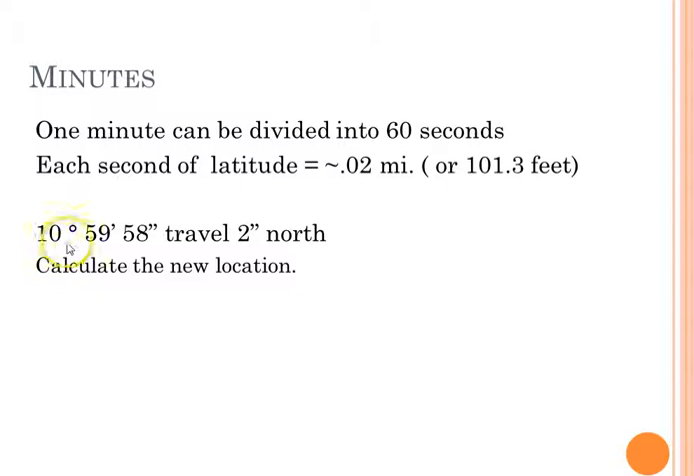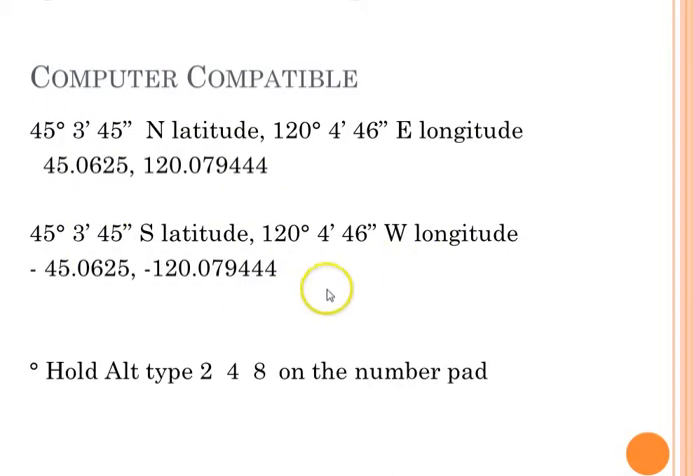So if I'm at this location, 10 degrees, 59 minutes, 58 seconds, and I move 2 seconds north, I'm going to have 60 seconds, which turns that into another minute, which turns that into another degree, and my new location is 11, okay? So I'll have you do that on an exam. I'll give you a location and say I'm moving one way or another, and what's my new location? We could practice that a little bit.